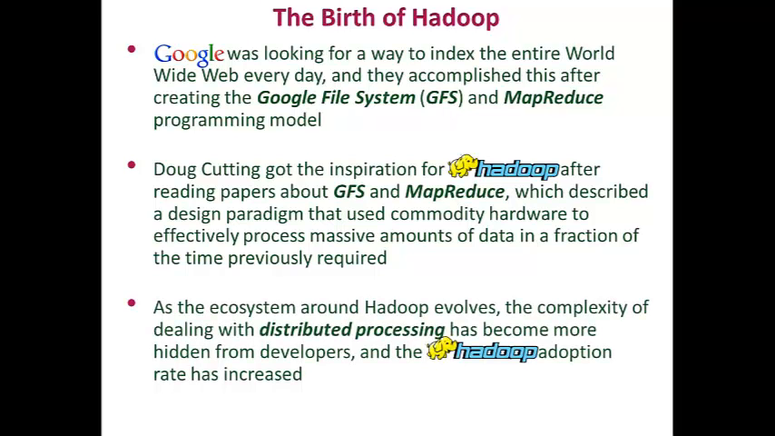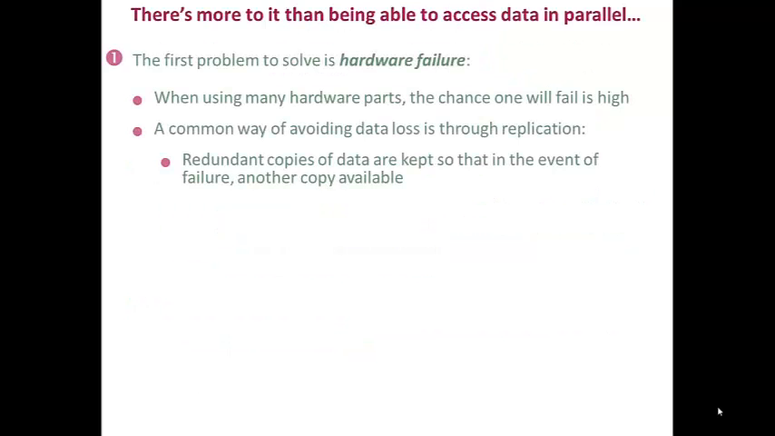As the ecosystem around Hadoop evolved, the complexity of dealing with distributed processing and distributed files has become more hidden from developers, and Hadoop's adoption rate has increased. But there's more to the solution than simply being able to access data in parallel. The first problem to solve is hardware failure. As soon as you start using many pieces of hardware, the chance that one will fail is fairly high.